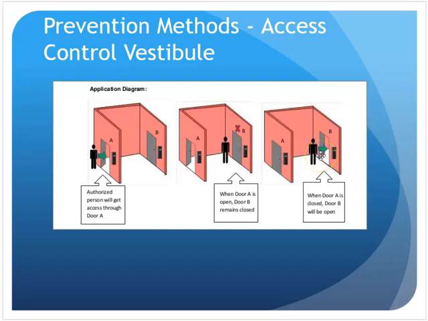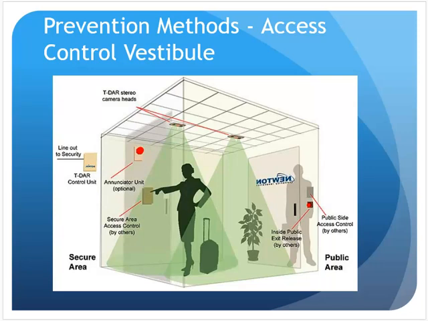The idea is it's controlling that only one person is allowed into that room, and you're not going to have somebody tailgating you and sneaking in behind you that should not be there. That's your access control vestibule, aka man trap. That's kind of the old name for it.